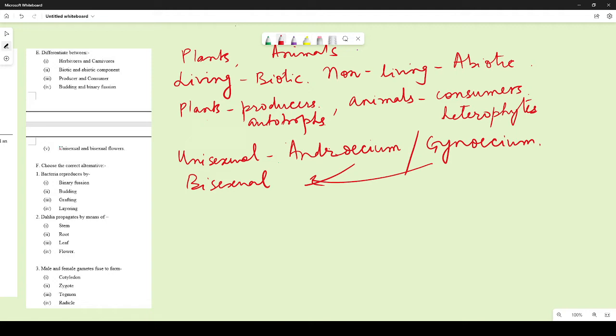objective type questions. Bacteria reproduces by, yes, you know, binary fission. Dahlia propagates by means of root. Male and female gametes fuse to form zygote.